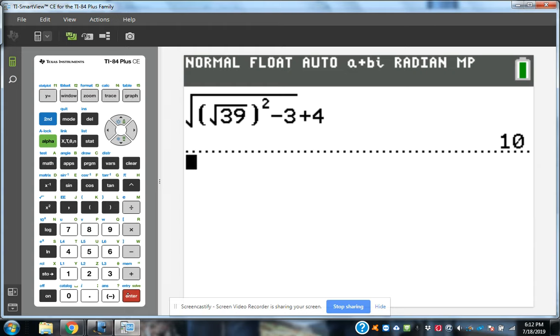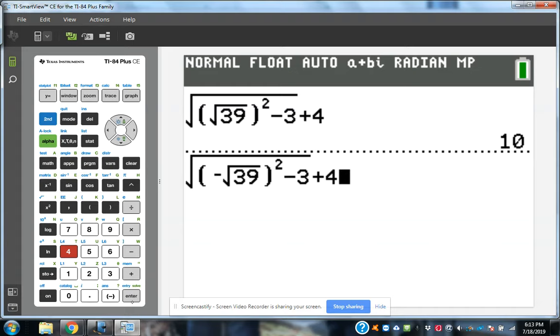I'm going to take that same problem and I'm going to put in negative square root of 39. So I need parentheses, negative square root of 39. Right arrow key. Close the parentheses. Squared. Minus 3. Get out of there. Plus 4. If I get positive 10 here, then I'm going to keep both of those. If I get anything else, then I know to throw that one out.